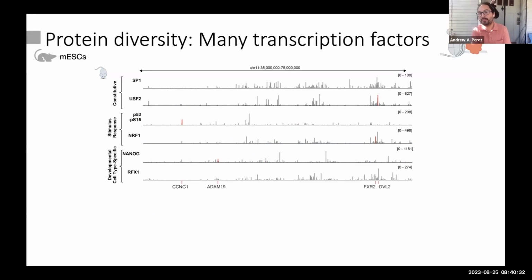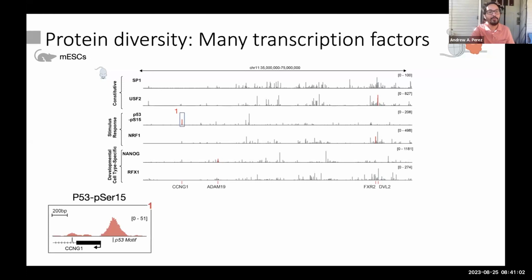Next, we look at transcription factors. Transcription factors are by far the most diverse in the nucleus. And so we're going to take a look at 6 examples: constitutive transcription factors, SP1 and USF2, stimulus response, so P53 and NRF1, and then cell type specific transcription factors. In this case, we did it in mouse ESCs, so NANOG and RFX1 are our cell type specific transcription factors.